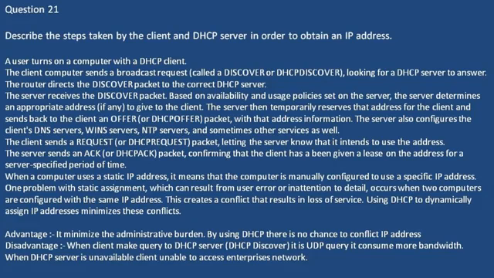Advantage: it minimizes the administrative burden. By using DHCP, there is no chance of IP address conflict. Disadvantage: when a client queries the DHCP server with a DHCP discover, it is a UDP query and consumes more bandwidth. When the DHCP server is unavailable, the client is unable to access the enterprise's network.